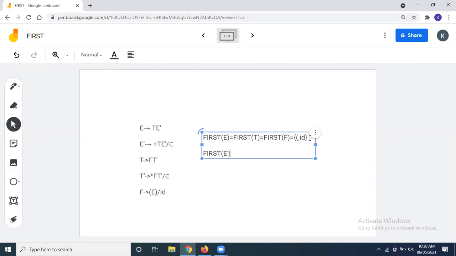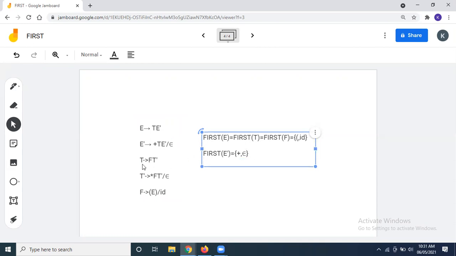Next, what is first of E dash? What terminal symbol do we have immediately on the right hand side? See here, E dash. The first symbol on the right is plus. Plus is a terminal symbol, as well as what we have is epsilon. So that also you have to consider here. So plus as well as epsilon, right?